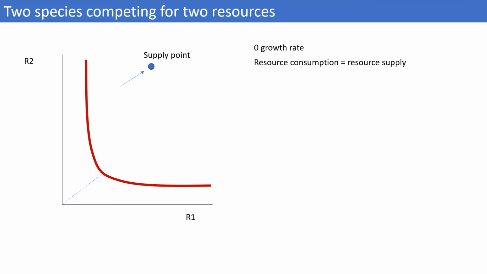If the population consumes more of resource 2, then the direction of the supply vector will change. It doesn't matter in which direction the resource levels are depleted, the supply vector will always be pointing to the supply point. Remember that the resource supply point is dependent on the environment. In a different habitat, the supply point can be different and the supply vectors will also change direction.